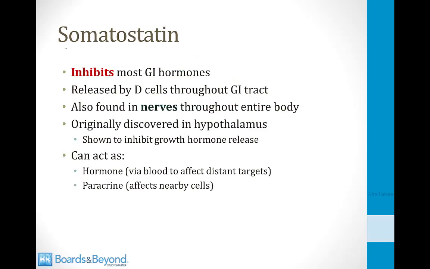Our next GI hormone is somatostatin, and I think of somatostatin as a wet blanket to the GI tract. It inhibits the release of most other GI hormones. It's synthesized and released by cells called D cells, which are found throughout the GI tract.